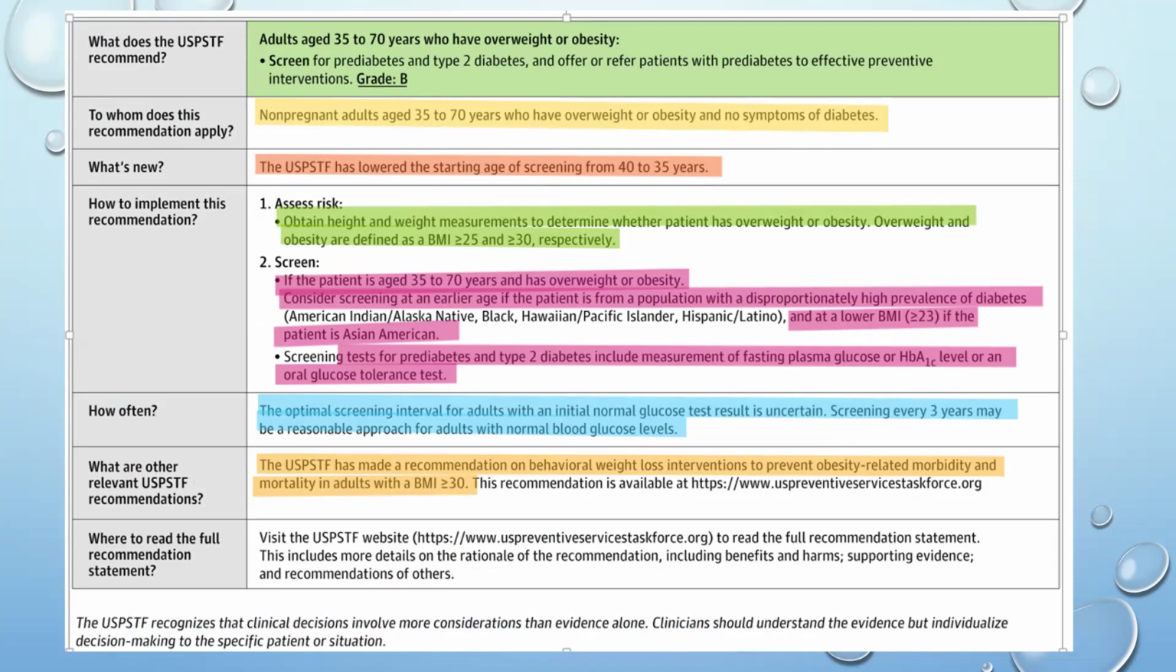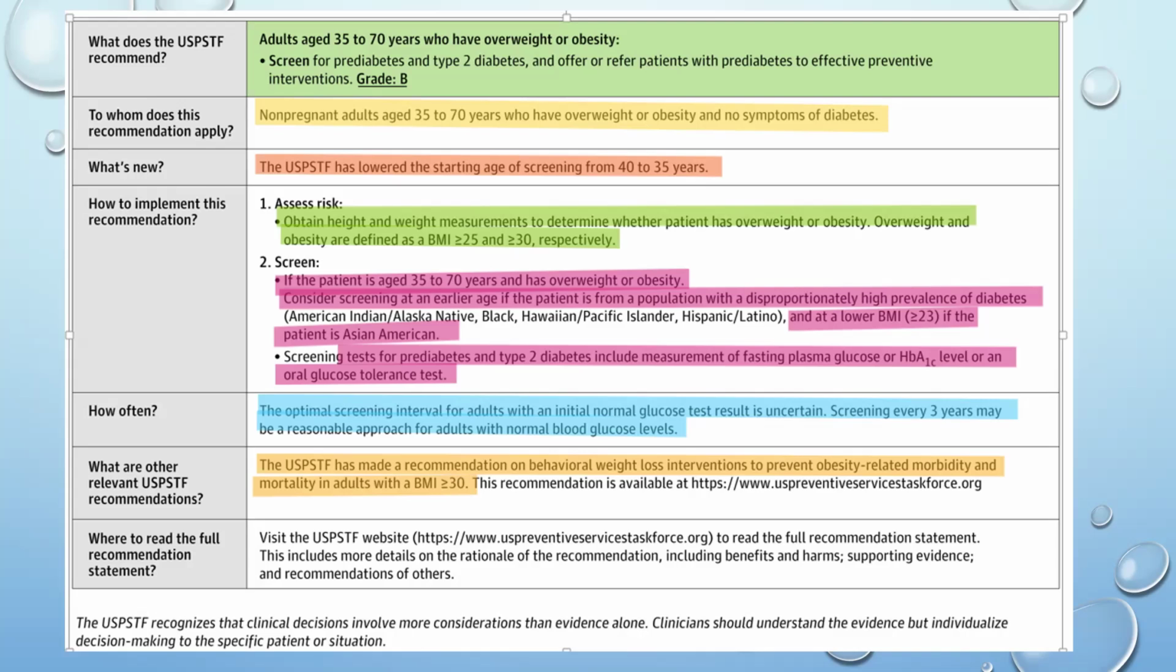So now what is new? They have lowered the age limit. Now the recommendations are that screening should be started between 35 to 40 years of age. How to implement these recommendations? Obtain height and weight measurement to determine whether the patient has overweight or obesity. Overweight and obesity are defined as a BMI of more than 25 and 30 respectively.